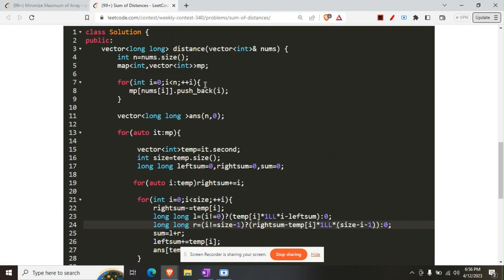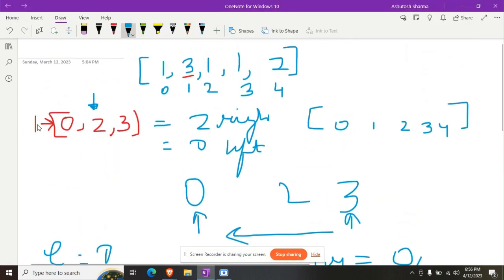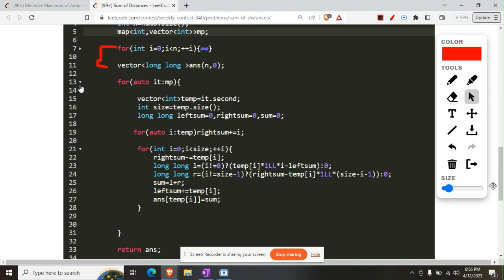Now let's get to the code part. Once you get through the code part, you'll understand each and everything. At first, what have we done? We have taken a map. As you remember, we had taken a map of int comma all the indexes. So we are just saying that 1 is appearing at these many indexes, and let's just say 2 is appearing at these many indexes. It can be 1 also. Now we have just created the map of the element and how many times it is appearing and in which index. So this is done.